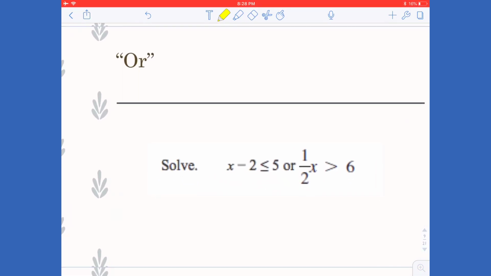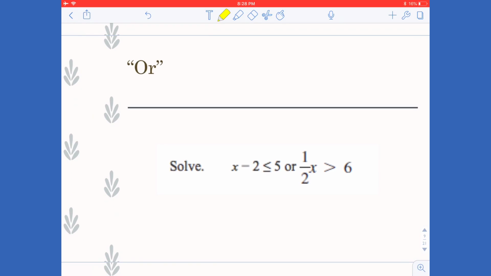So we're going to start out by looking at ORs first. So ORs are pretty self-explanatory because you're literally given two inequalities. So I'm going to go ahead and put a box around these for you. You're given your first inequality, which is x minus 2 is less than or equal to 5. And then you're given your second inequality, 1/2 x, which is greater than 6. So you see you got your first inequality here, and then you literally have another inequality there. So I guess I shouldn't have used yellow. You're not going to be able to see that.